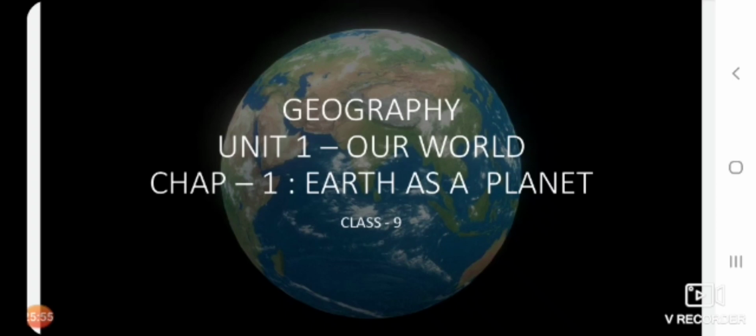So maintain one notebook for the geography classwork where you are going to copy all the notes sent to you in the form of PDFs. So right now one lesson is explained to you, which is Earth as a planet, and which is chapter 1 for you from unit 1, our world. Okay children, hope the lesson is clear for you, and listen to the video first, and when the PDFs are sent to you, immediately try to note down. And children, maintain your handwriting very neat and clean.